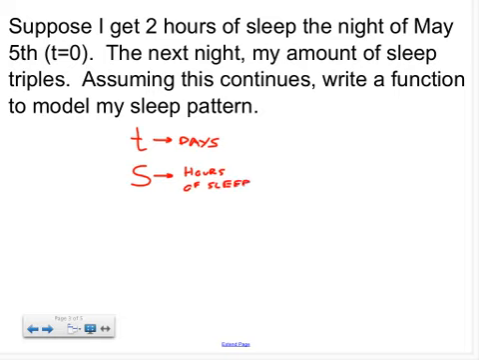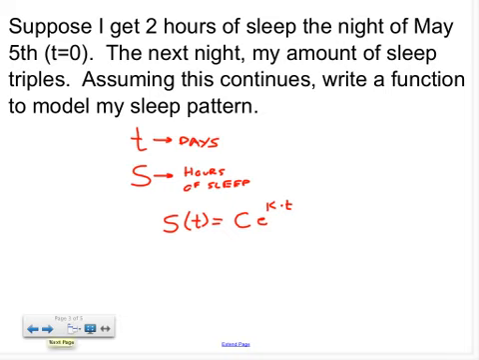Okay, so the next question is which depends on which. All right, clearly the amount of sleep depends on what day we're on. So I can create my function to look like S of t is going to be equal to some constant c times e to the k times t. Here c and k are constants that we need to find out to match this data.